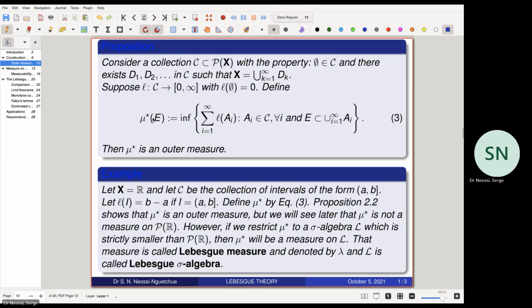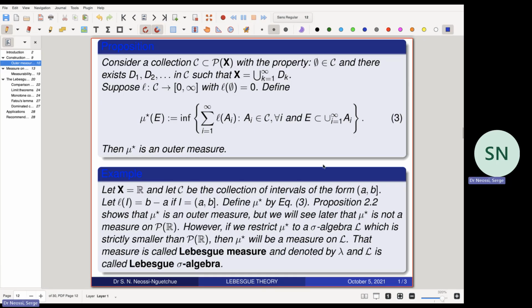If we construct mu star in this fashion, that is using equation 3, then mu star is an outer measure. So this is a way to construct an outer measure, and this result is a proposition. As an example, we take capital X to be R, and we let C be the collection of intervals of the form (a, b], open at a and closed at b. In our case, L of I will be b minus a, meaning that L of I measures the length of the interval I, where I is open at a and closed at b.